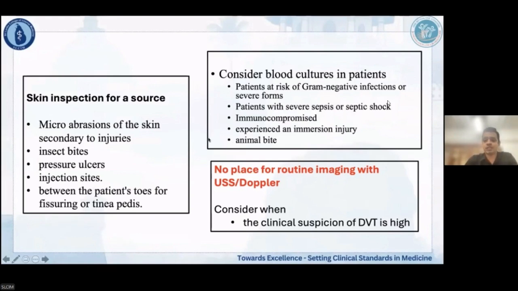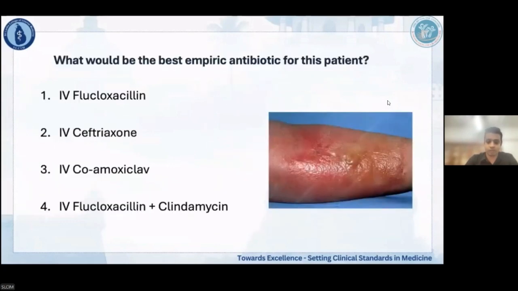In patients with cellulitis, you need to consider blood cultures, particularly if the patient is at risk of gram-negative infections or has severe forms, such as septic shock or severe sepsis. In immunocompromised patients, you also need to consider getting blood cultures before starting antibiotics. Every cellulitis patient does not need imaging, so there is no place for routine imaging with ultrasound or Doppler. But if you have a clinical suspicion of DVT, you need to consider excluding that with a Doppler.